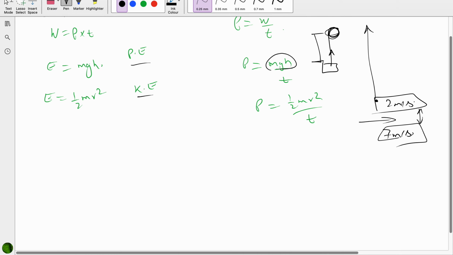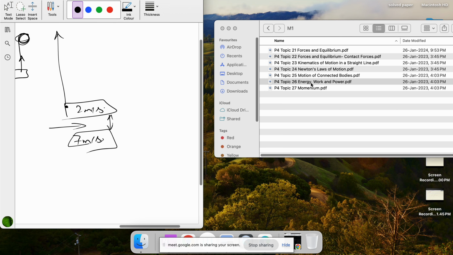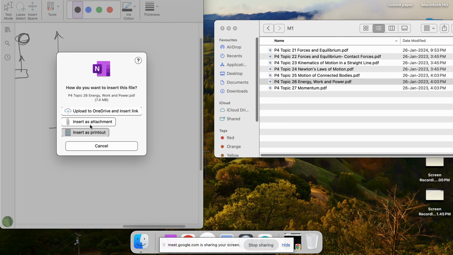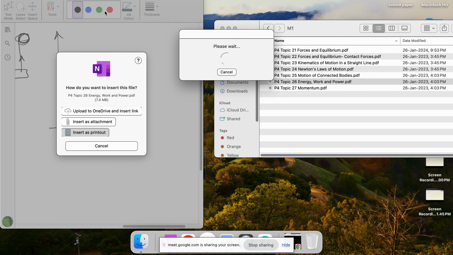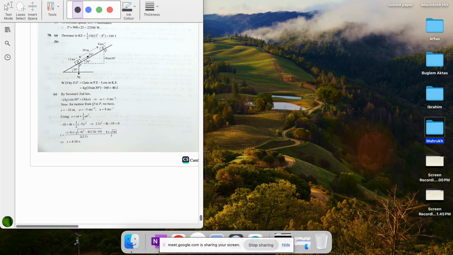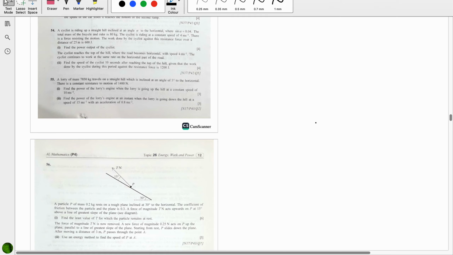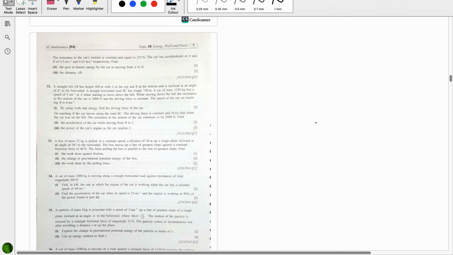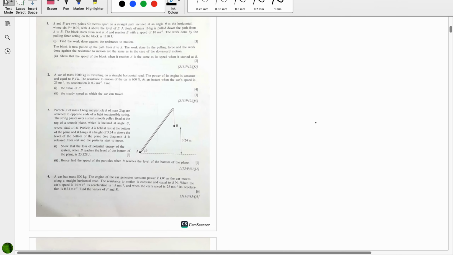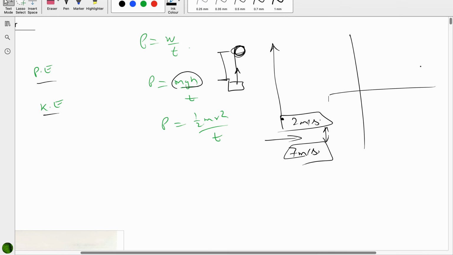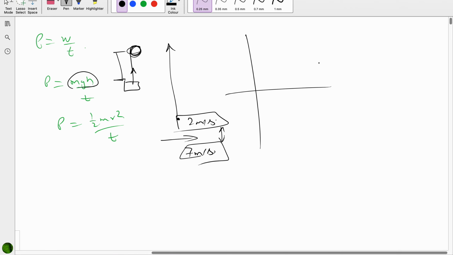Let's have a look at the questions. And before we do that, some examples. Conversion of energy from potential to kinetic, kinetic to potential, and back.